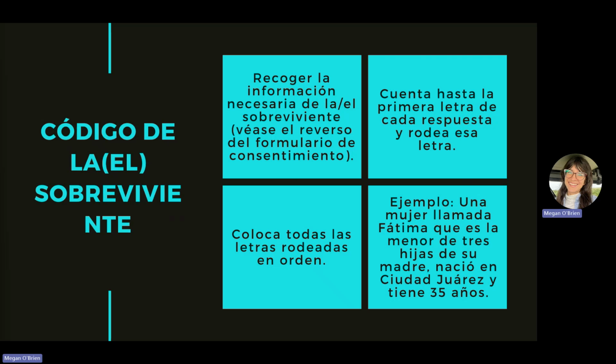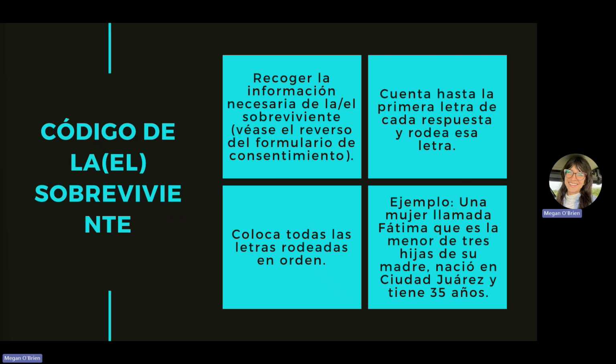You'll collect the necessary information with the survivor on the back of the consent form. The consent form needs to be stored separately from the case file because it does have identifying information such as names. And therefore, the identifying information should be maintained on the consent form and stored separately, again, from the case file.